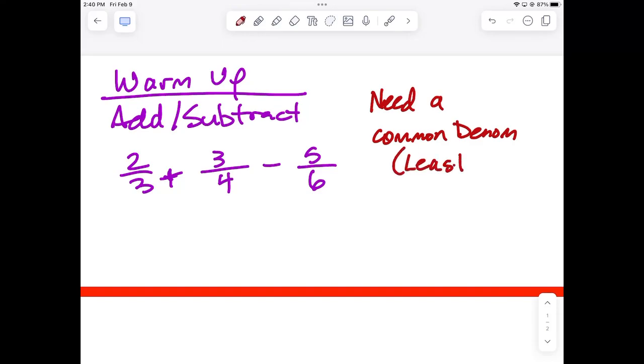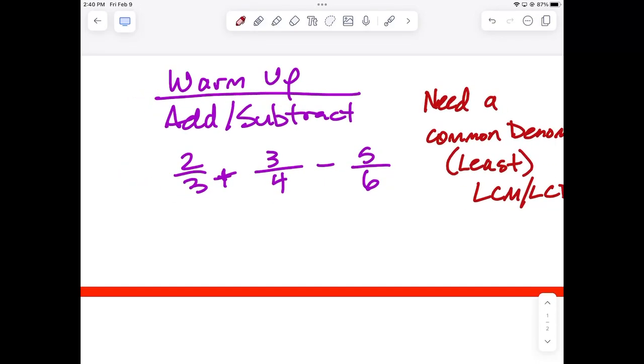Ideally, it would be the least common denominator or the least common multiple. That's really called an LCM or an LCD, least common multiple, least common denominator, because if the numbers are bigger, it's just more to simplify on the back end. So, what is the least common multiple of 3, 4, and 6? That is, what is the smallest number that 3, 4, and 6 all go into evenly?